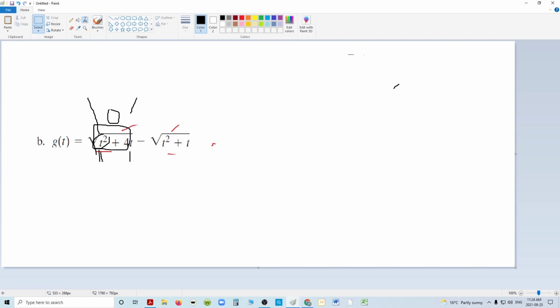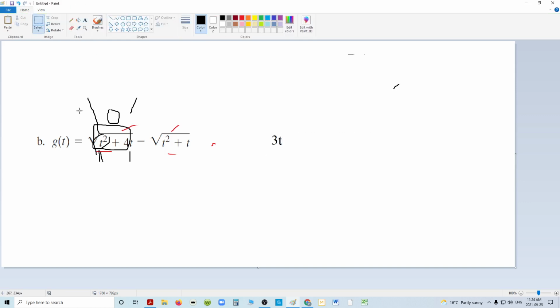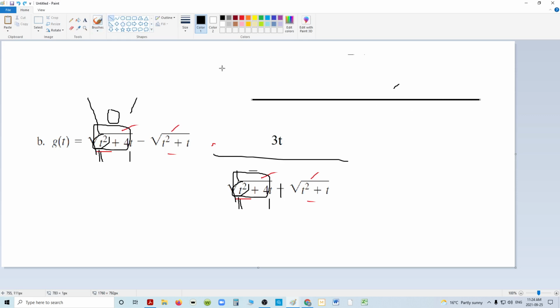Let's try the conjugate again. I get t squared plus 4t minus t squared, so 0, plus minus t. Yeah, I get 3t up top, and then all this I get on the bottom, except positive. So I believe 3 is the defining number. So I believe you're going to have a y is equal to 3 here.